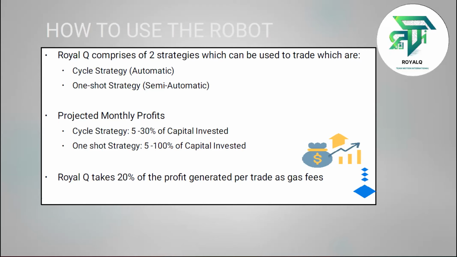Okay, so now, as you can see on my screen, we have the projected monthly profits, because you want to know how this is profitable. What percentage of profit can I make if I invest my money into these RQTMI robots to trade? With the circle strategy, you make between 5 to 30% profit of your capital invested, while with the one shot, which I said is recommended in Team Motion International, you make between 5 to 100% monthly of capital invested.